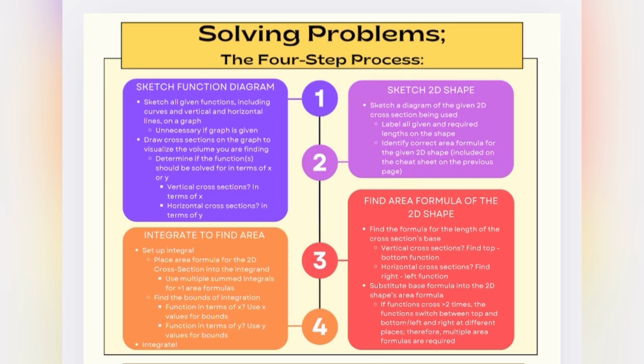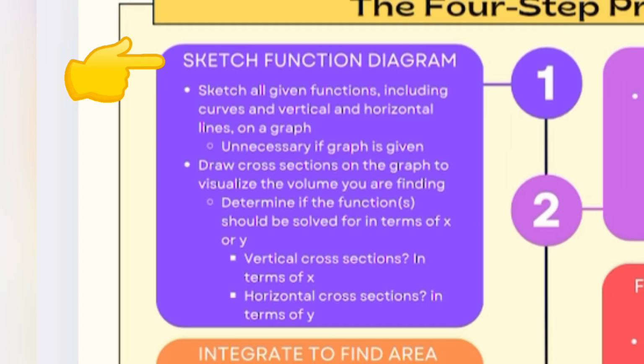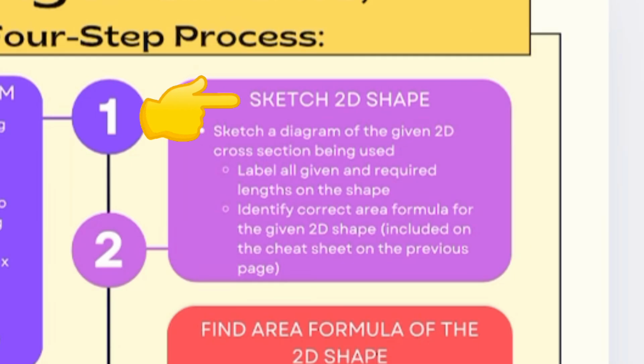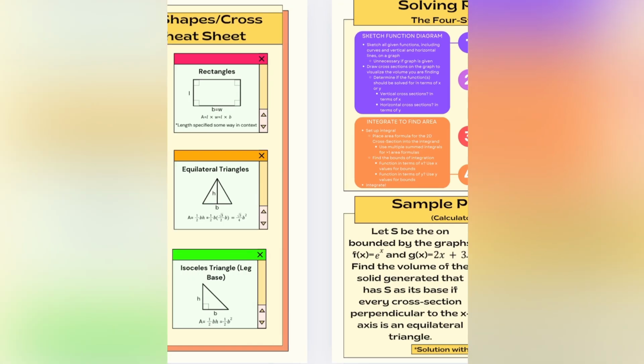So now we can actually get to the process of solving these problems. The first step is to sketch the function diagram. So basically you just want to sketch out all the functions and whatever lines the problem gives you. Obviously you don't need to do this if the graph is given, and then you just draw the cross sections in the appropriate way given by the problem. Second is to draw the 2D shape. So basically you just draw the cross section given by the problem, and then you label all of the required lengths and identify the correct area formula for the 2D shape. So those are given on this.